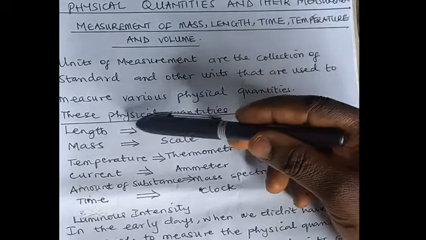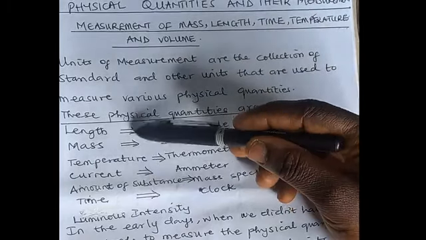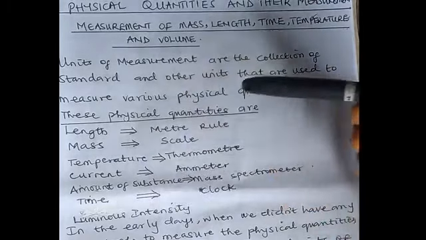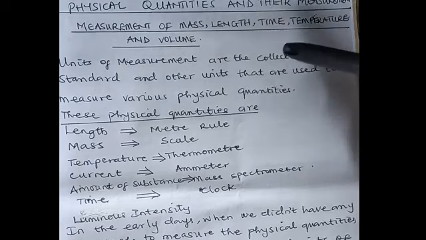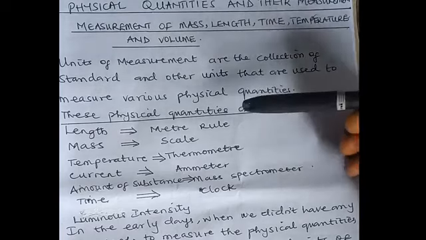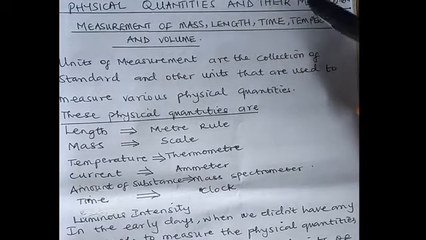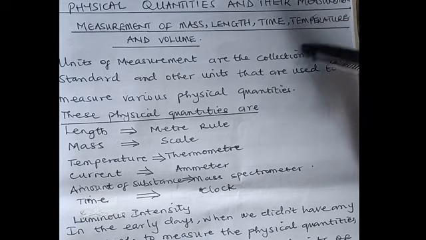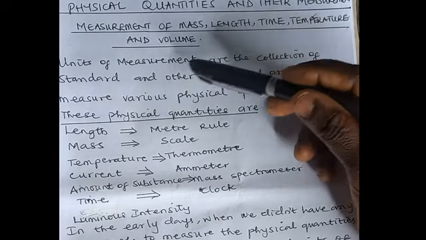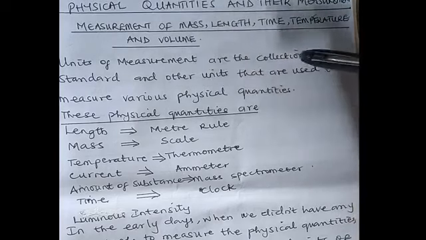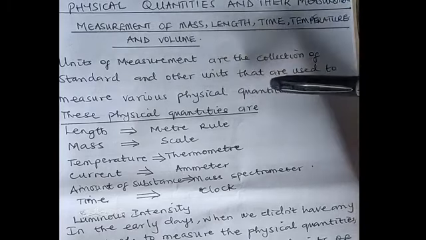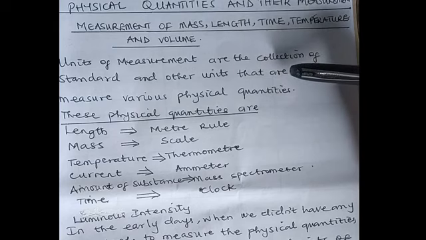All these physical quantities mentioned are known as basic or fundamental quantities, and units of measurement are assigned to them. What is a unit of measurement made up of? It's made up of the collection of standard and other units that are used to measure various physical quantities.